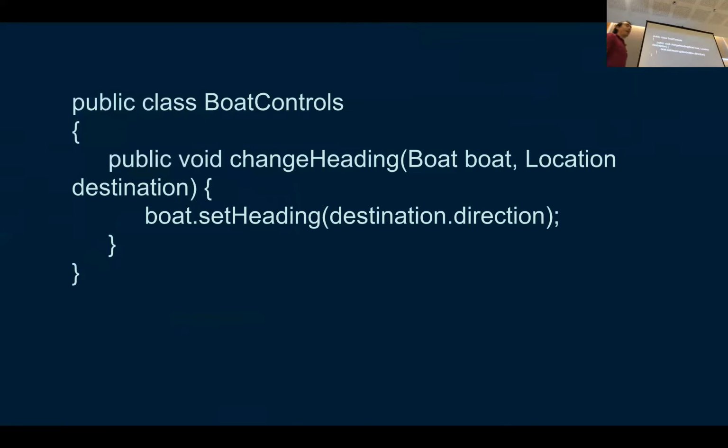How about this? This is exactly the same code, but with names given to these things. Boat controls. You want to change the heading of a boat, and so you pass in a boat object and a location object that is the destination. You can set the heading of the boat to go to the destination. I think this is pretty good code. We can have a discussion about, are these the right objects to be passing around? Is this exactly how we want to structure this thing? Because we can now think about boats and controls and destinations and things like that. But from a computer's perspective, it's exactly the same code.